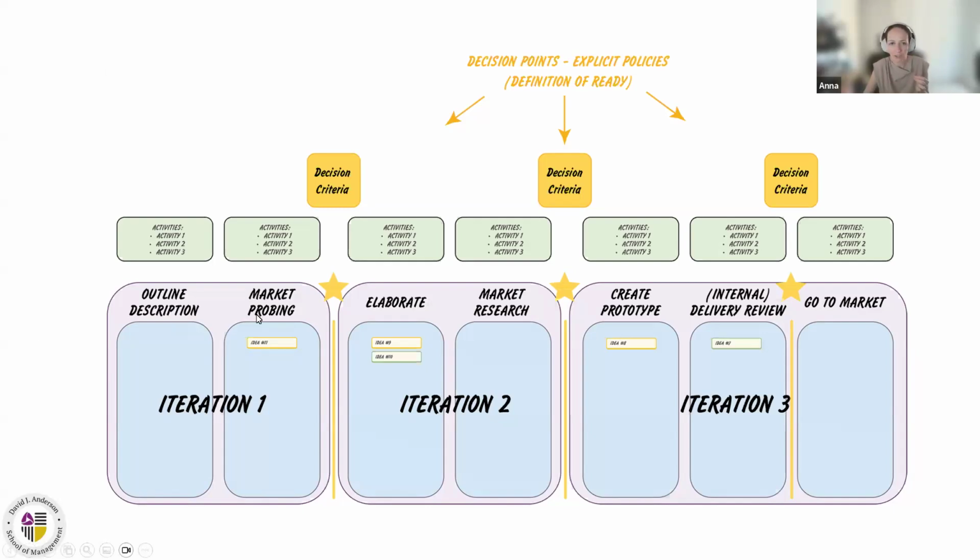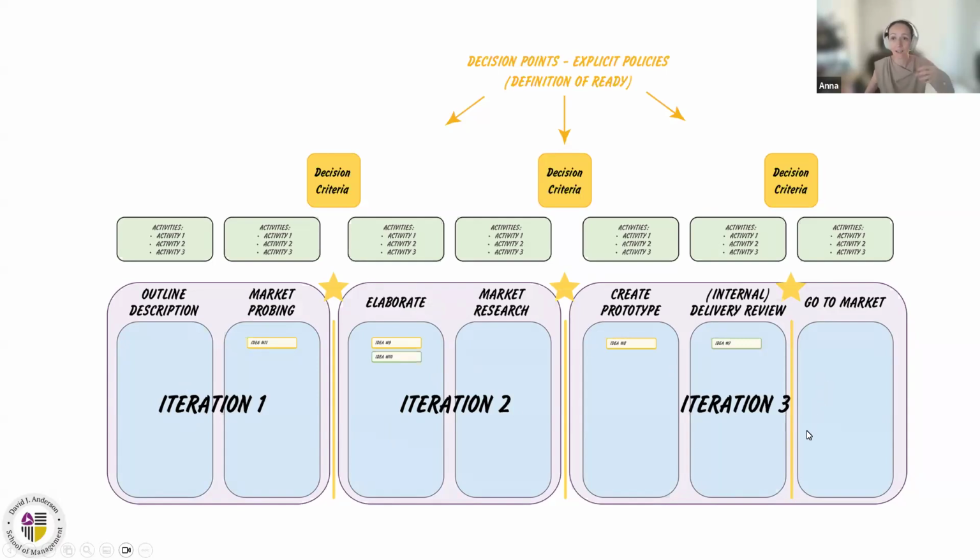Each of these iterations consists of the same two steps: create content, do market research. But this is not going in circles. With each of these iterations, we learn more about this piece of work. We learn a little bit here, we learn more here, we learn the most here.